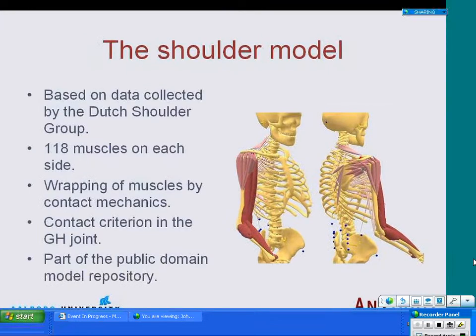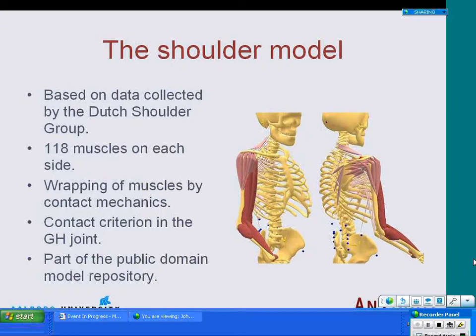So first, a few words about the shoulder model. The shoulder model we have constructed is based on the data that has been published by the Dutch Shoulder Group. This is work by Van der Helm and Dirk-Jan Segers in particular, and it's a rather detailed shoulder model. It has 118 muscles on each side, and some of the main features of the shoulder model are that it has wrapping of muscles by contact mechanics, and it uses a contact criterion in the Gleno-humeral joint, and I'll get back to that in a little moment.